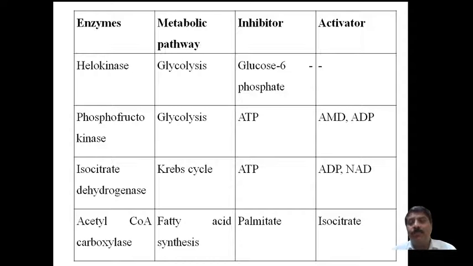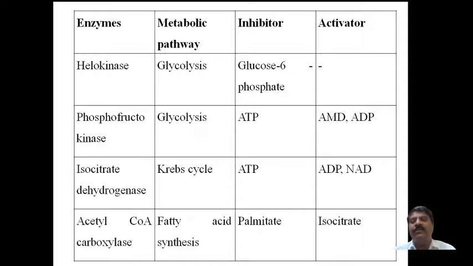Next, phosphofructokinase is an example. It is present in the glycolysis process, and ATP acts as an inhibitor. Inhibit means it decreases the rate of the reaction. The activator effector molecules are AMP, adenosine monophosphate, and ADP, adenosine diphosphate. These are the activators. They increase the rate of the reaction.